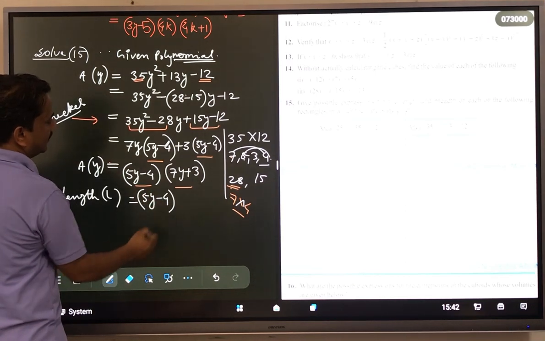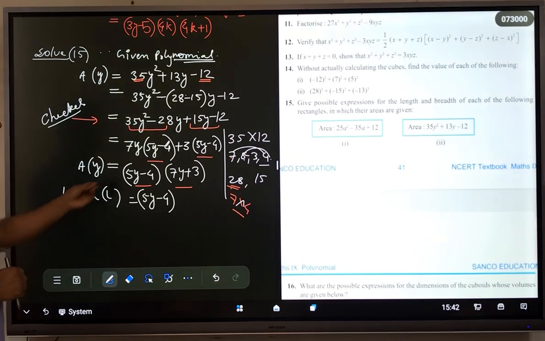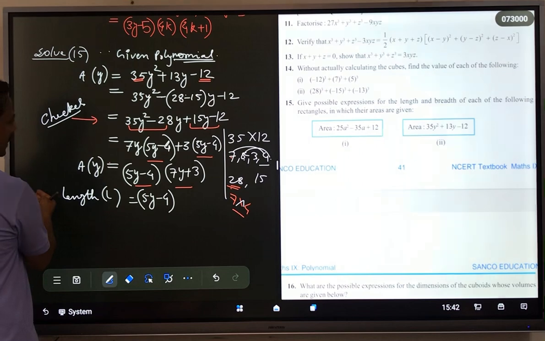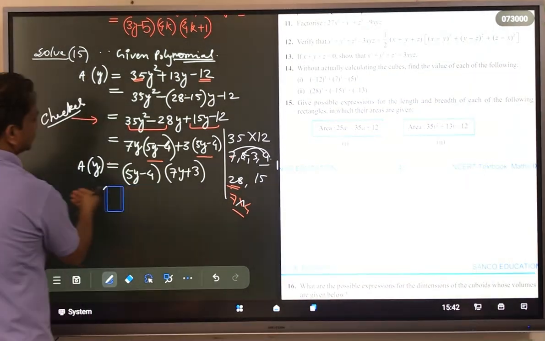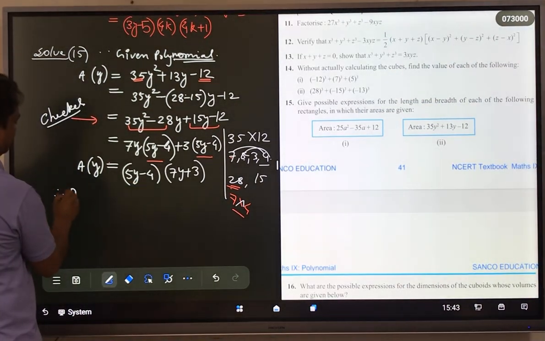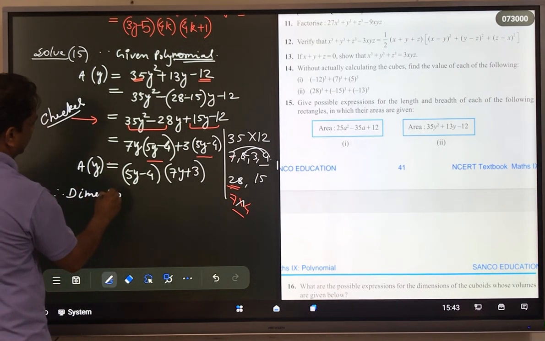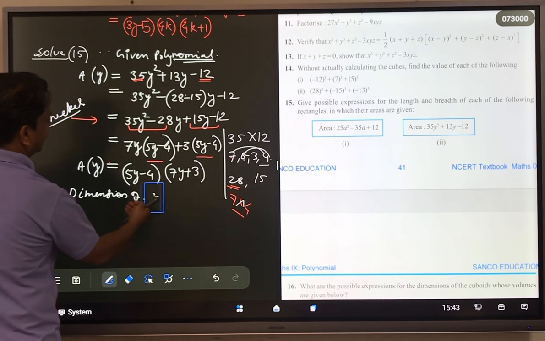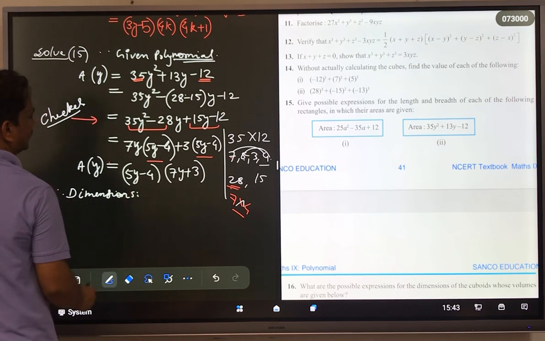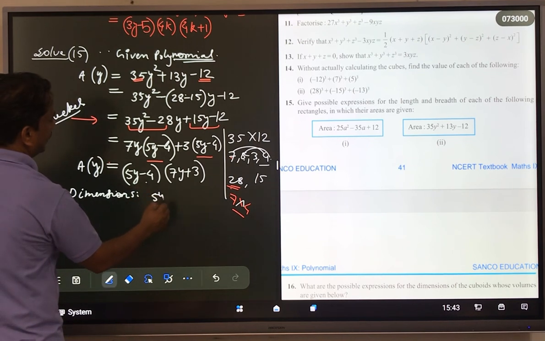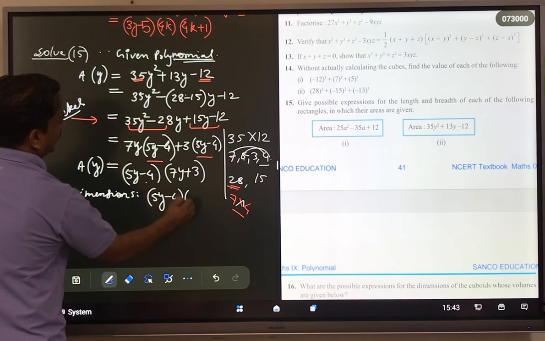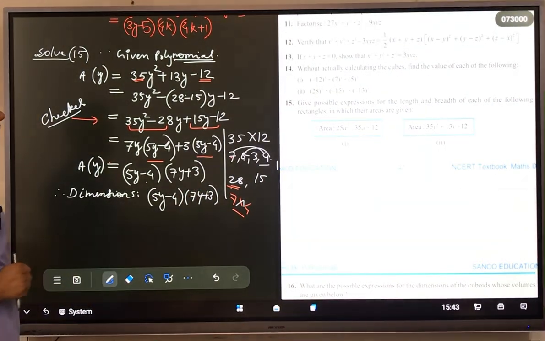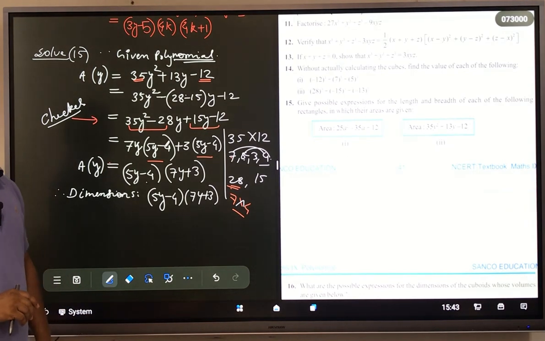Its dimensions are here. Dimensions mean any one can be the length and the other could be the breadth. So here you will write, therefore, the dimensions of the rectangle. What dimensions are here? That is 5 of y minus 4 and 7 of y plus 3. Any one expression can be taken as a length or breadth. Hope you understood it.